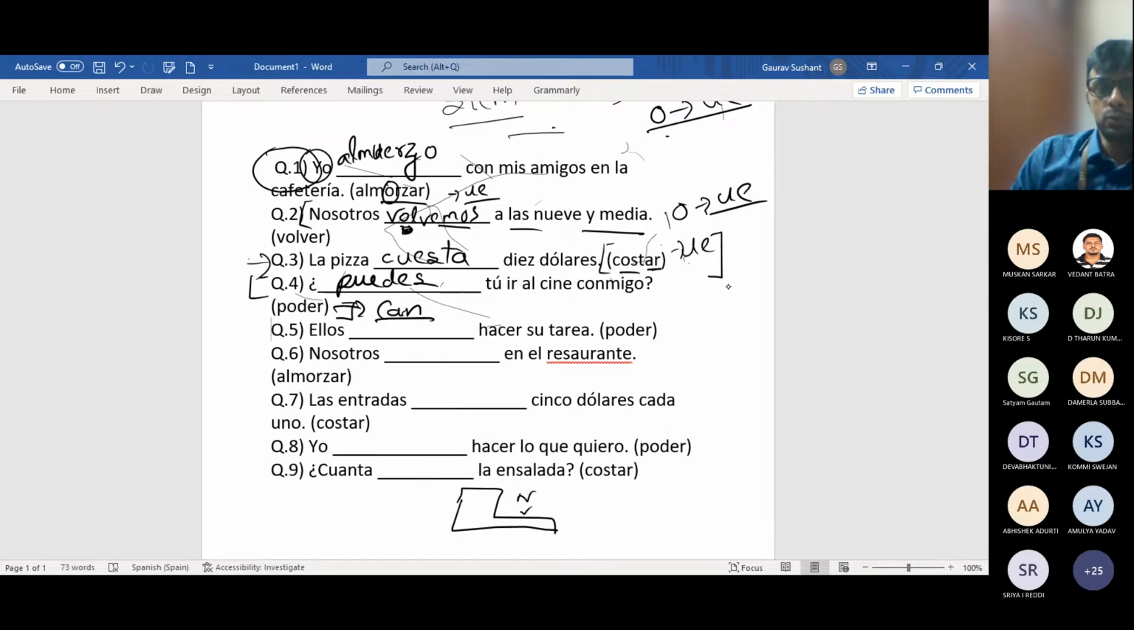Okay. So now there is another verb coming here which is ir. I told you in the last class it is to go. Okay, just hold on. I am getting an important call.